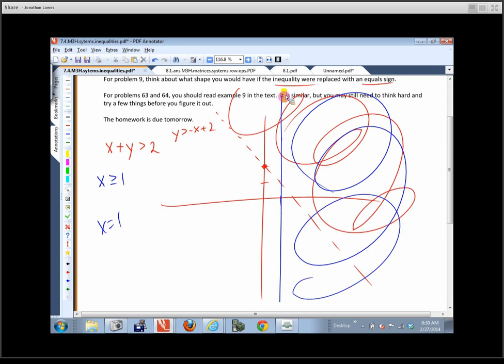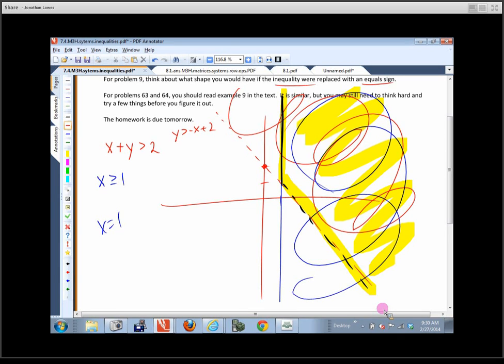So it would be from here down to here, over to there. It would be all of this stuff. And we'd want to make sure that we were doing a solid line here and a dotted line for the border right there. Okay? Does that work? Okay.